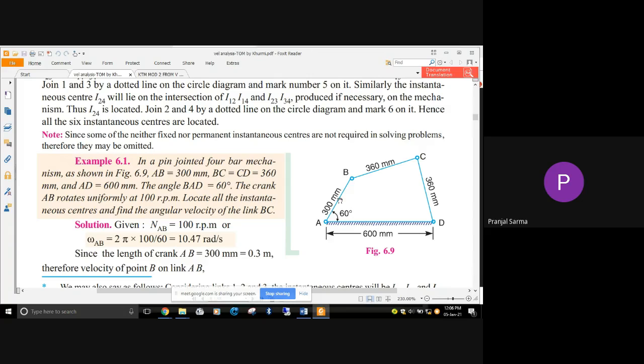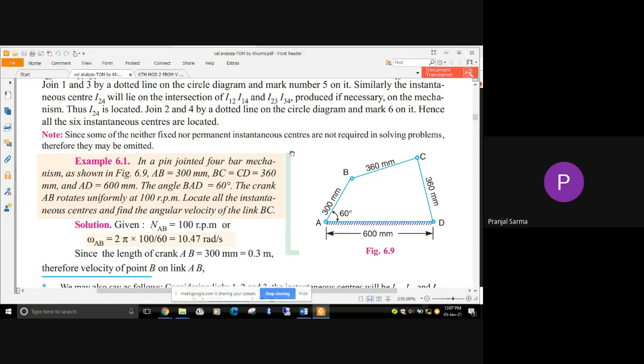So what is the question? They are asking to locate all the instantaneous centers and from there find the angular velocity of the link BC. In this particular question the figure is already given alongside, but sometimes only the statement might be given regarding what is there, and what the different parameters are.